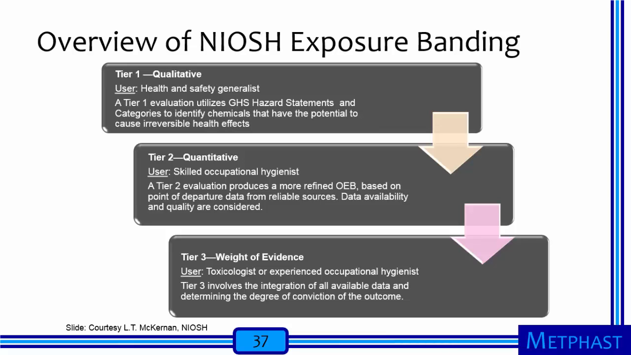Tier 1 is qualitative, and the user can be a health and safety generalist. A Tier 1 evaluation utilizes the GHS hazard statements and categories to identify chemicals that have the potential to cause irreversible health effects. Tier 2 is quantitative, and its user can be a skilled occupational hygienist. A Tier 2 evaluation produces a more refined OEB based on the point of departure data from reliable sources. Data availability and quality are considered. Tier 3 is based on the weight of evidence, and the user of this approach is typically a toxicologist or an experienced occupational hygienist. Tier 3 involves the integration of all available data and determining the degree of conviction of the outcome.